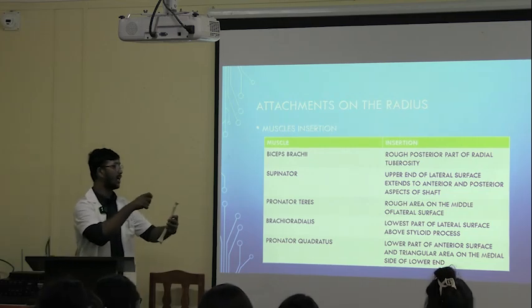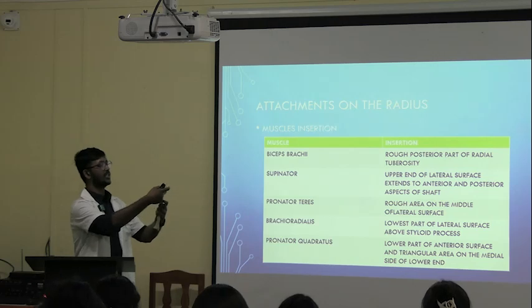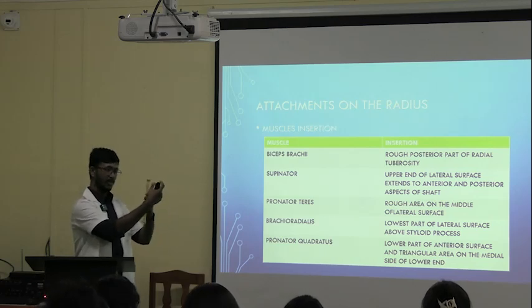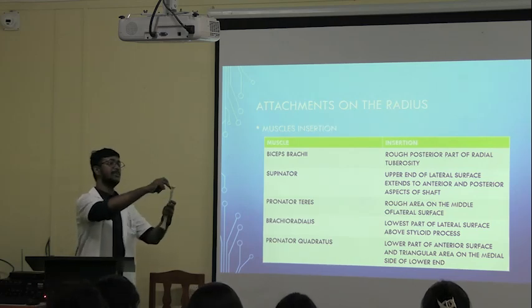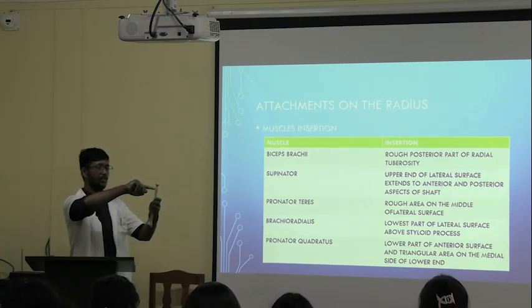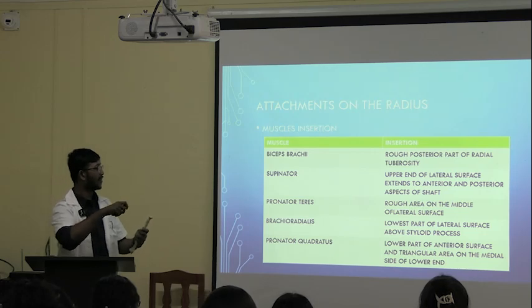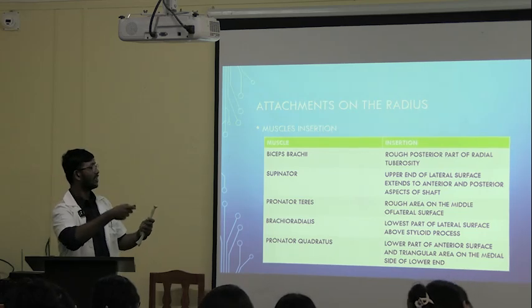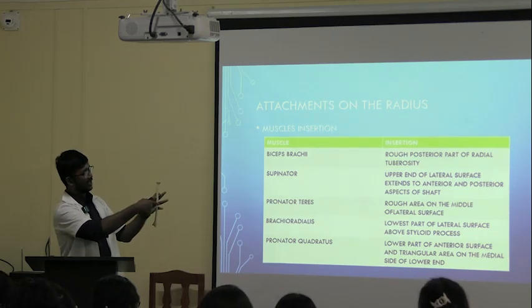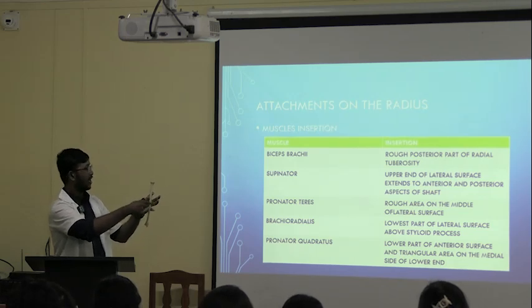Supinator inserts usually in the upper end of the lateral surface and extends. This is the lateral surface, and in the upper end the supinator inserts here and gives some fibers in the anterior as well as the posterior surface. Now the pronator teres inserts in the rough area on the middle of the lateral surface. This is the lateral surface, in the middle of it the pronator teres inserts.